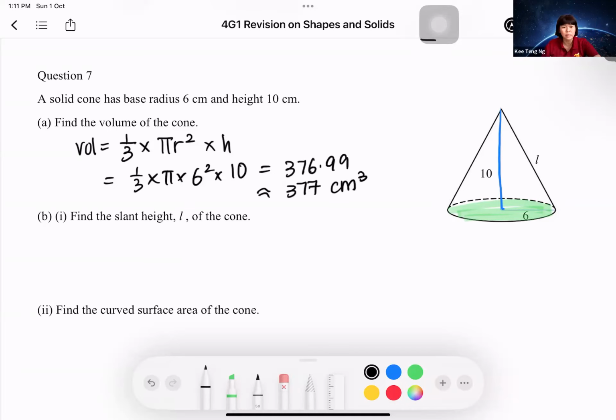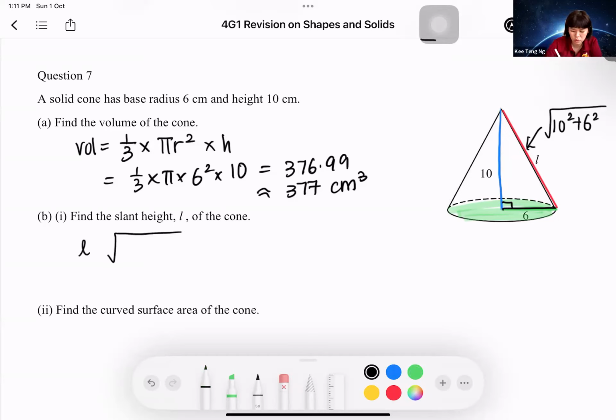Okay, now next one, find the slant height of the cone. The slant height of the cone is this one over here, l, right? Do you find this a little bit familiar? We've seen it in Pythagoras theorem, for the slant height of the pyramid, right? If you look carefully, this is my radius here, 6 cm, and a right angle triangle. So to find the slant height of the cone, I find the hypotenuse. Do we add or subtract? We add together, right? That will be the square root of 10 squared plus 6 squared.